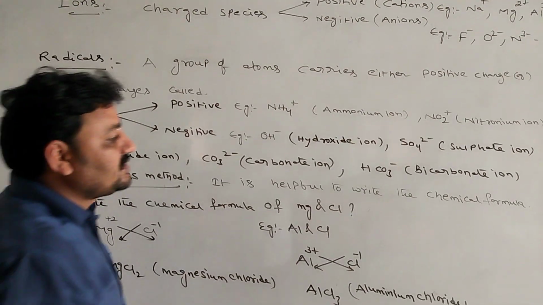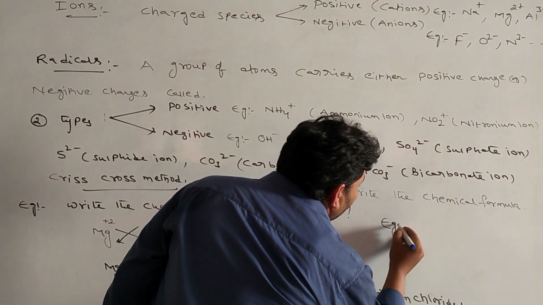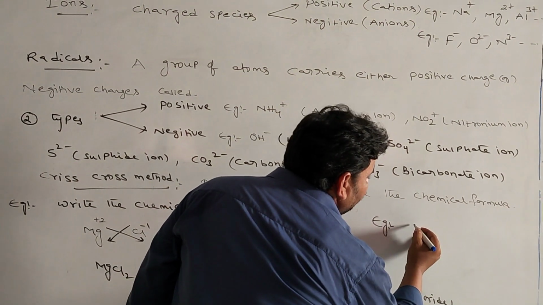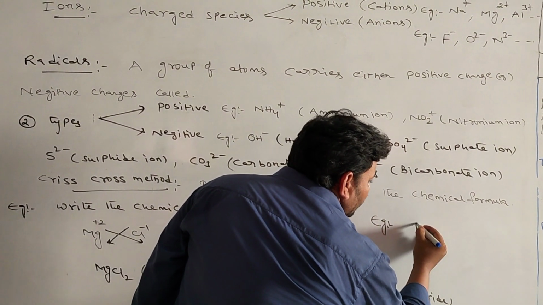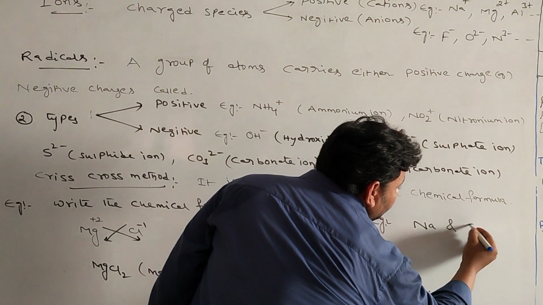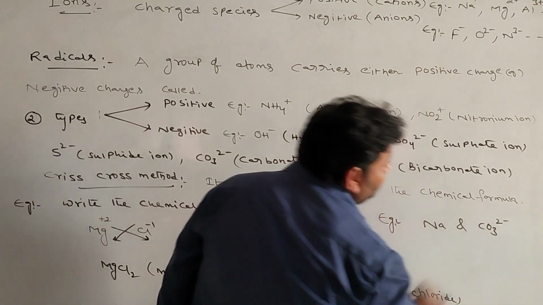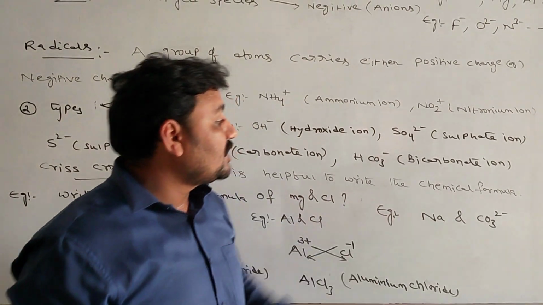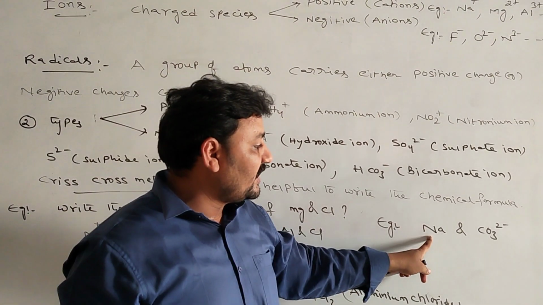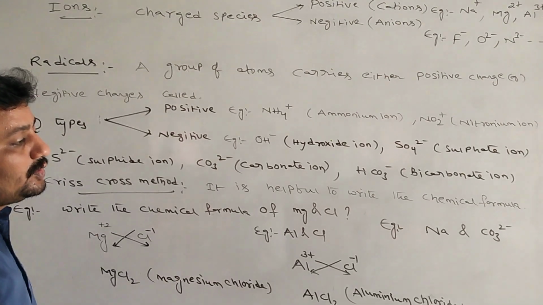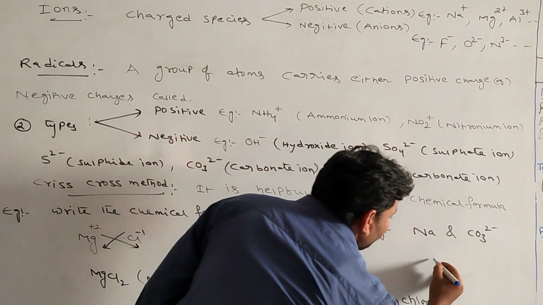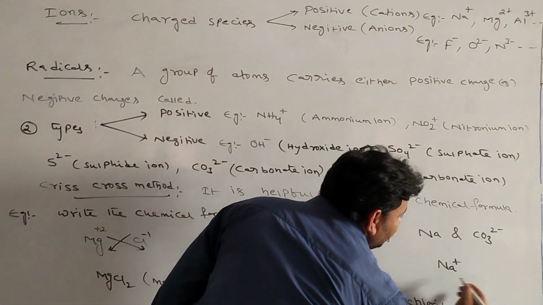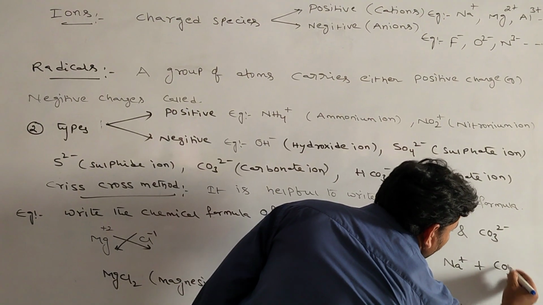Next, last example, with radicals I will explain that. Na and the radical I have taken is CO3 2 minus. The radical is already given a charge. Na charge we know that. What is the charge of Na? Sodium atomic number 11. It loses 1 electron and carries the positive charge. Now write the first step: Na plus and CO3 2 minus.